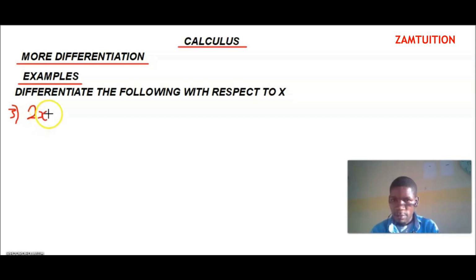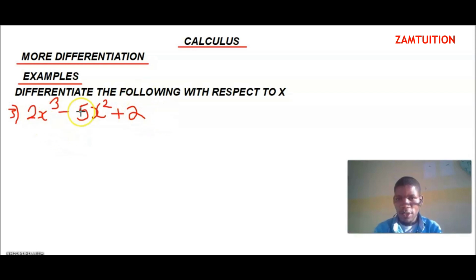Example number 3: 2x to the power 3, minus 5x to the power 2, and then plus 2. This one I'll just do directly, with the fact that we know that we're differentiating.